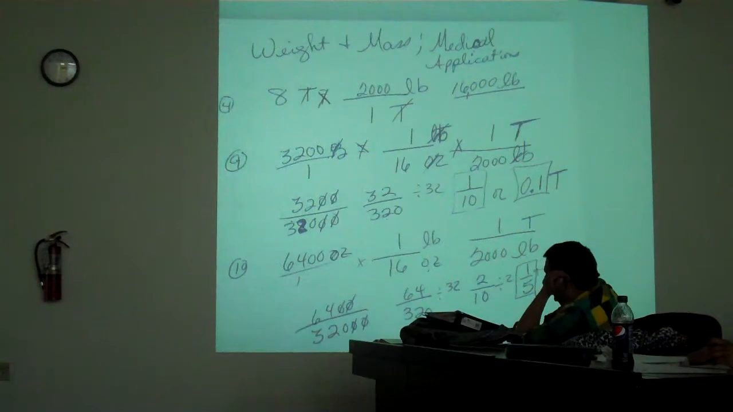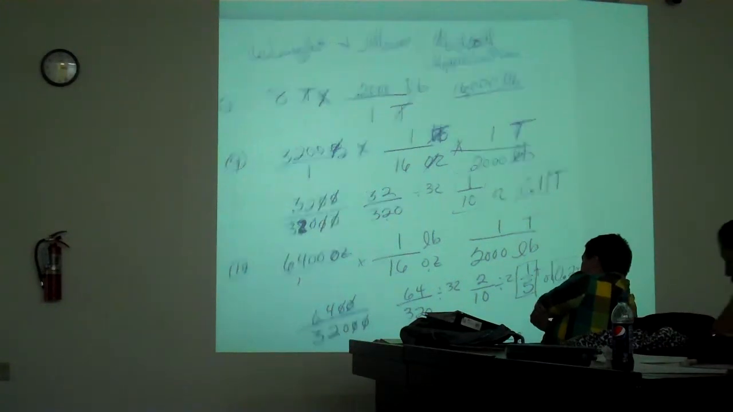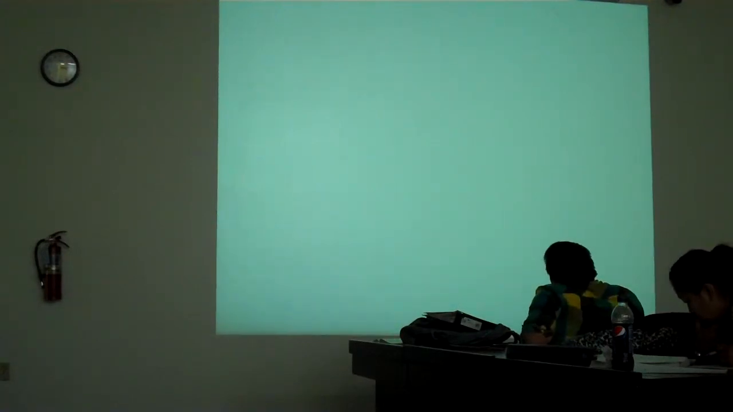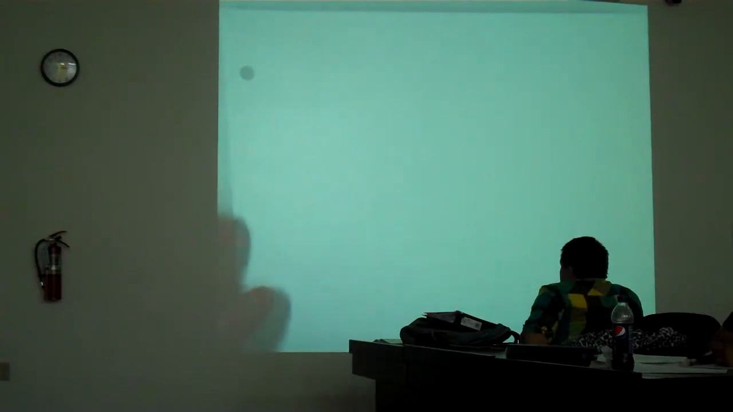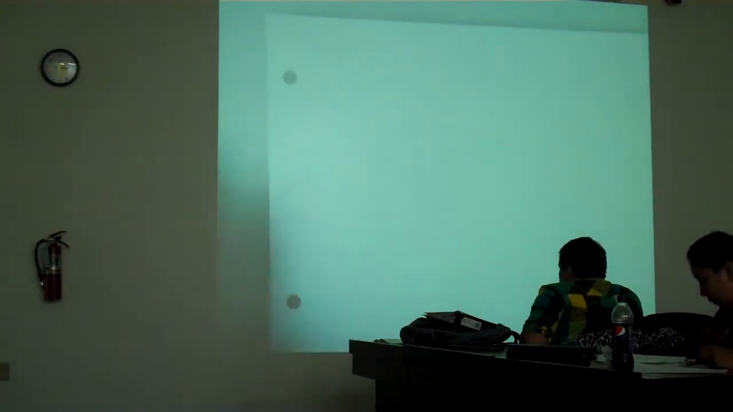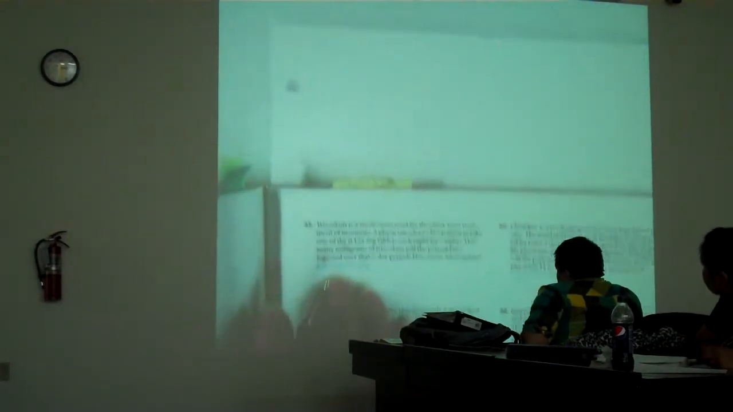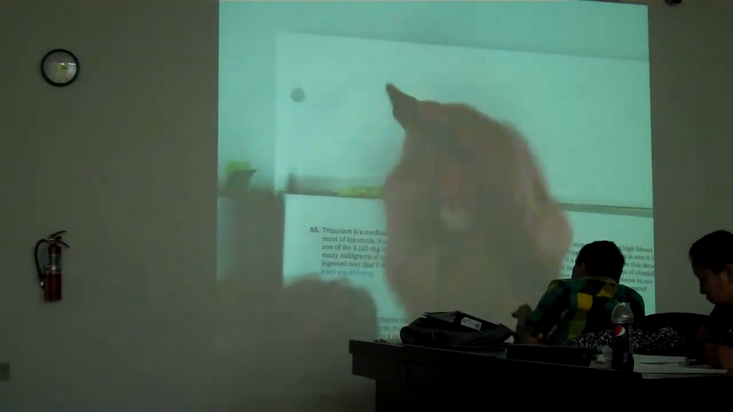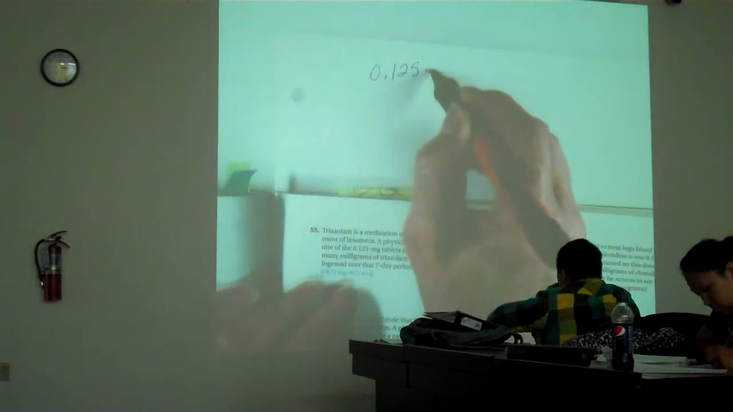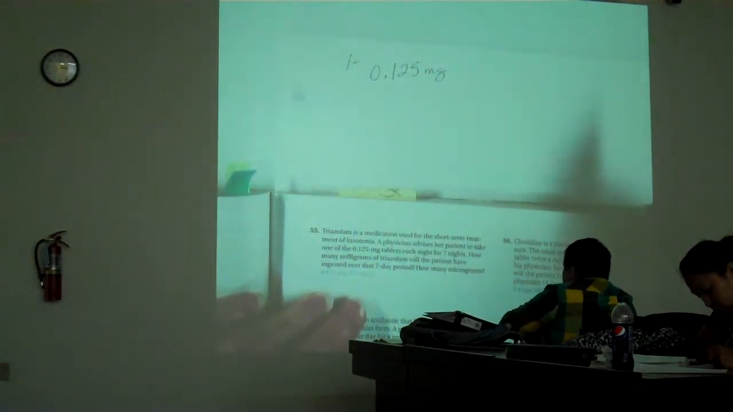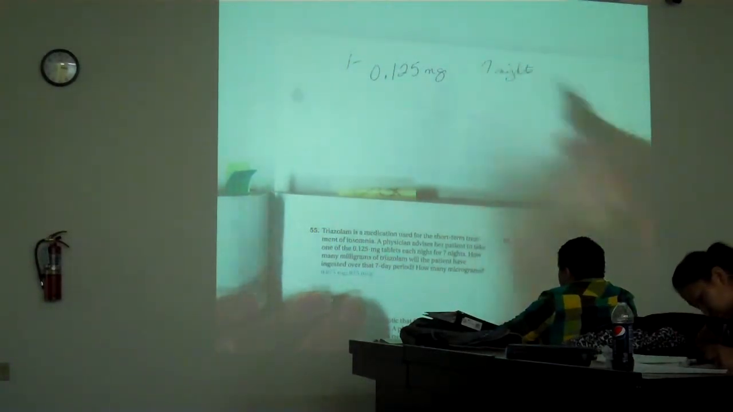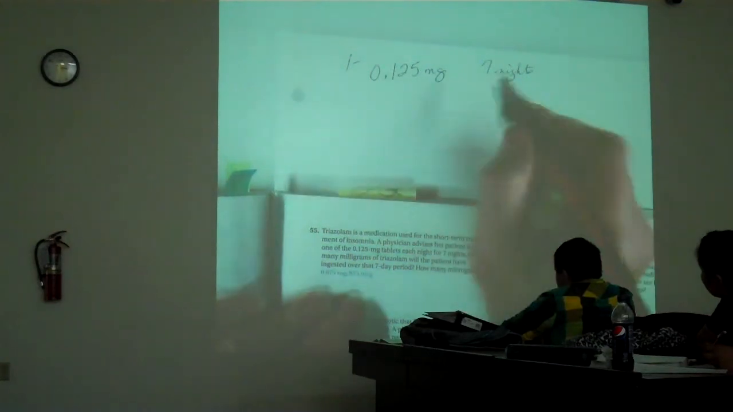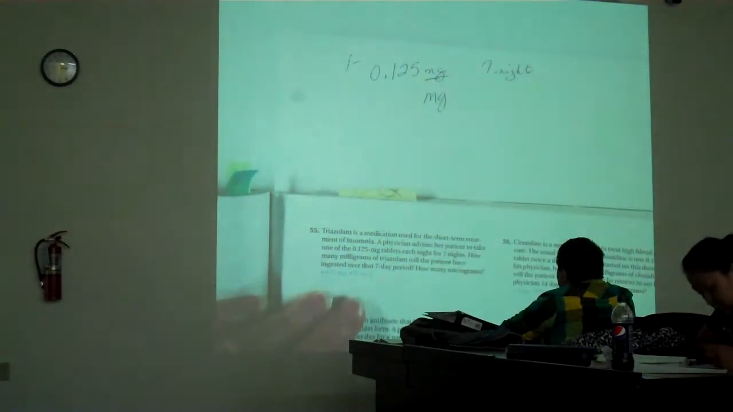Okay. On page 493, it has some medical applications. Let's do number 55. 55 says, triazolam is a medication used for the short-term treatment of insomnia. A physician advises her patient to take one of the 0.125 milligram tablets, one of these, right? Each night for 7 nights. How many milligrams of triazolam will a patient have ingested over that 7-day period? How many milligrams, right? That's what I told you, it has milligrams.